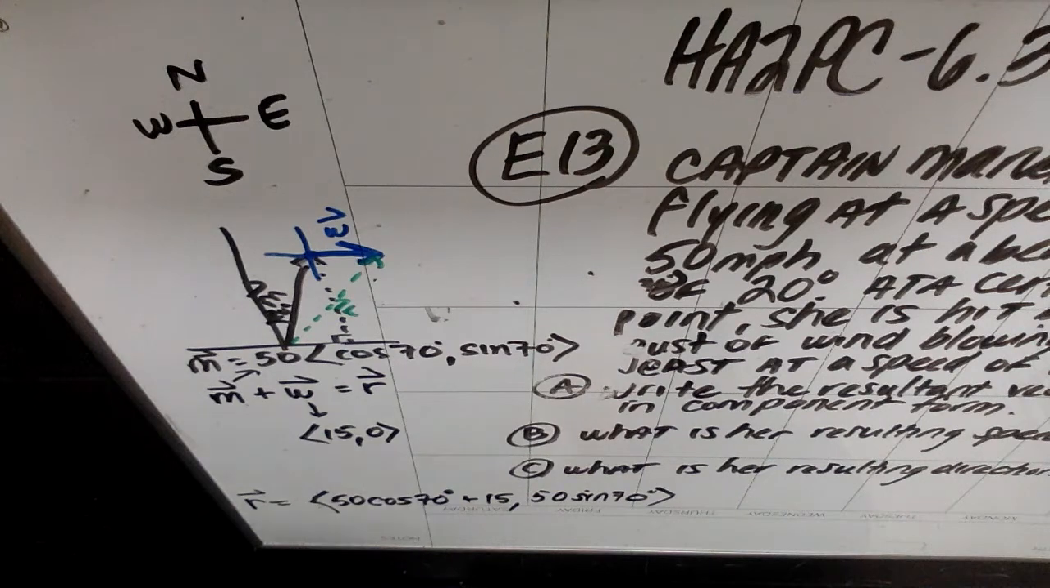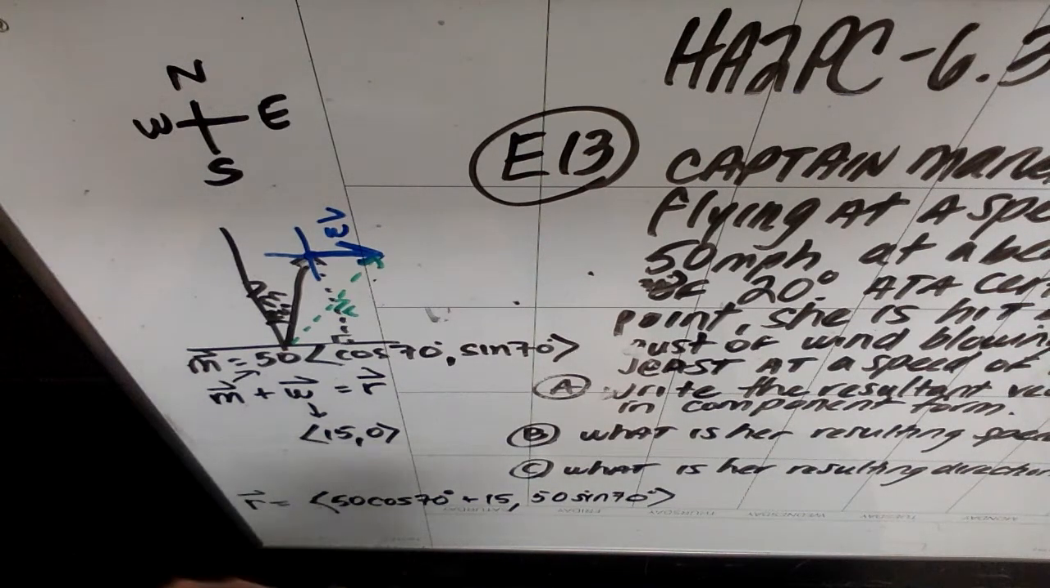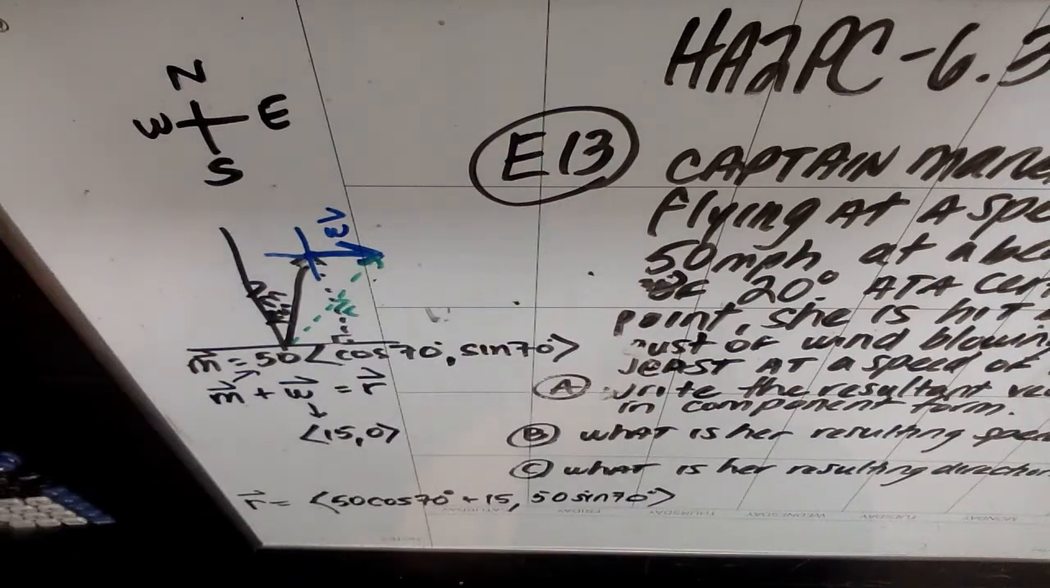So I'm going to put those in my calculator and get values. So 50 cosine of 70 plus a 15, and do make sure you're in degree mode, right? So I get 32.101, right?